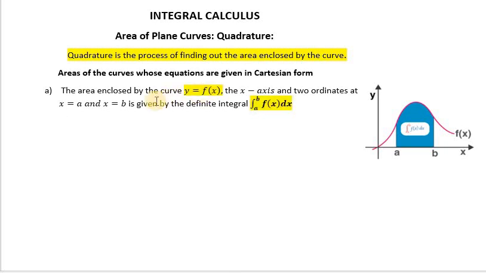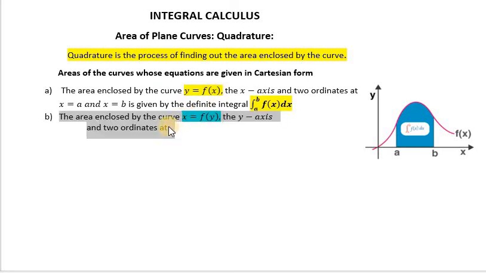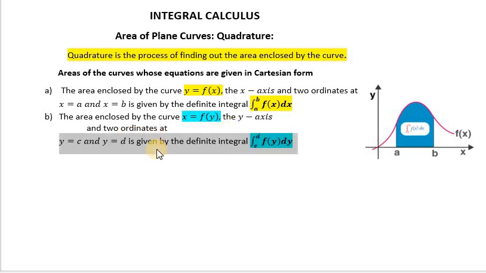Then if we have the curve of the form x is equal to f of y, similarly the y-axis and the two ordinates will be considered here to find the area in between the curve and the ordinates. So here the two ordinates, let us take y is equal to c and y is equal to d. Then the definite integral c to d of f of y dy is the area enclosed by the curve x is equal to f of y and the y-axis and the two ordinates.